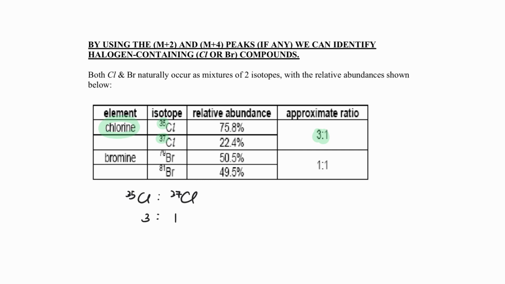And we have to know for bromine as well. So here we have bromine 79 and 81, where the ratio will be 1 to 1. So we have 79 bromine and 81 bromine, and we will get 1 to 1 for each of them. So making use of the mass spectrum, we could deduce the presence of chlorine or bromine atoms in a molecule.